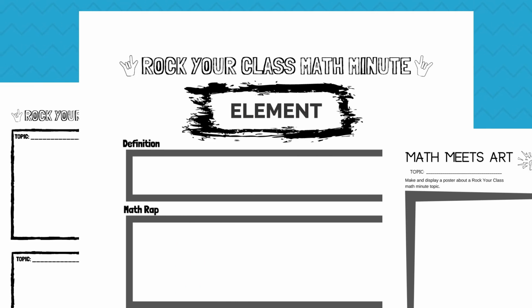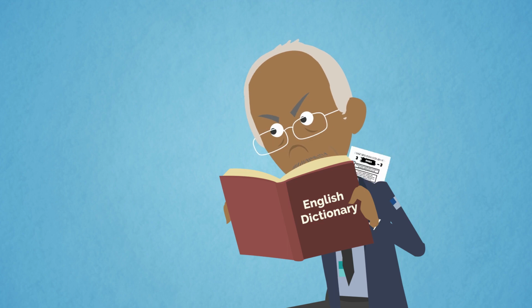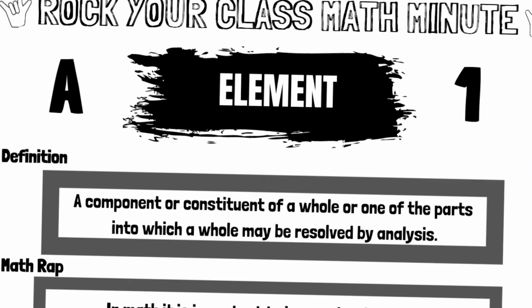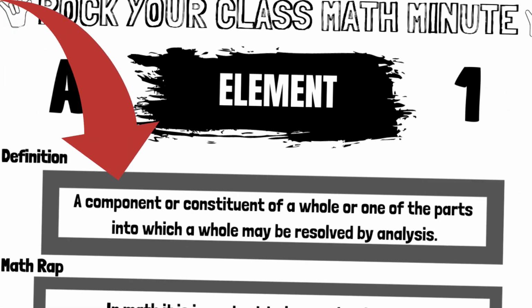Element. What does the dictionary say? A component or constituent of a whole, or one of the parts into which a whole may be resolved by analysis.